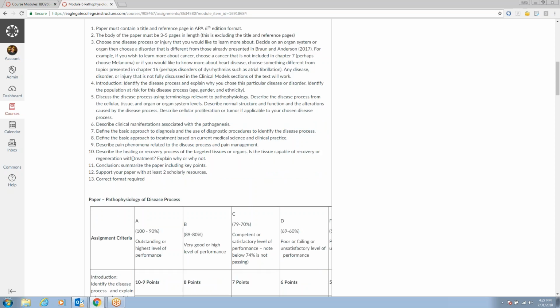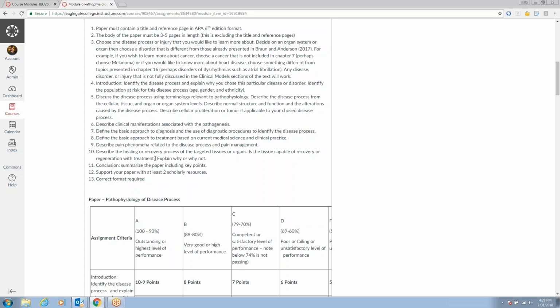Next item on here is describe the healing or recovery process of those organs and tissues. So as we've been reading, some of the tissues actually regenerate themselves and recover. When we talked about the patient that had the cancer and smoking, we did talk about if a person had quit smoking, would their lung tissue recover? And we discussed the different recovery periods and how it won't recover completely, but partially. So if your disease process is treated, talk about, will the tissue recover? Will it regenerate? What's going to happen with this patient following treatment.